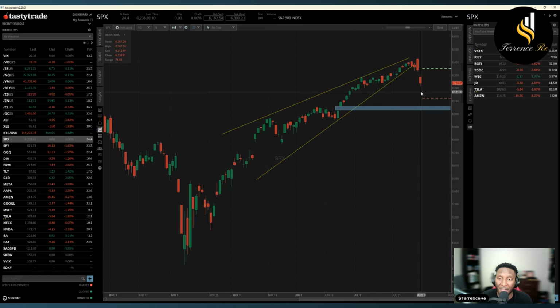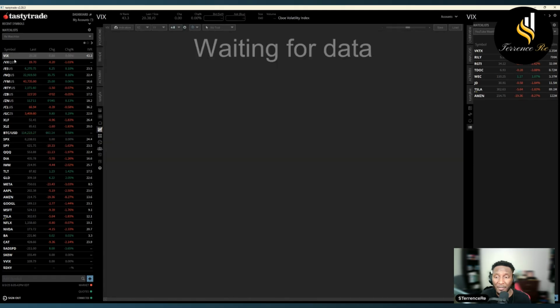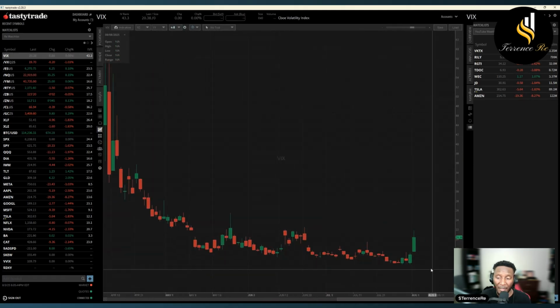I expect volatility this week. The market expects volatility with the VIX being elevated and the expected move being higher this week. Like if we were to, let's pull up the VIX. Look at that. It's the opposite of what we had on the SPX. You see right here.